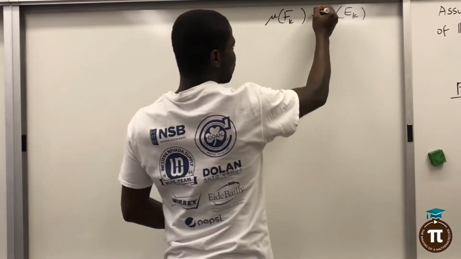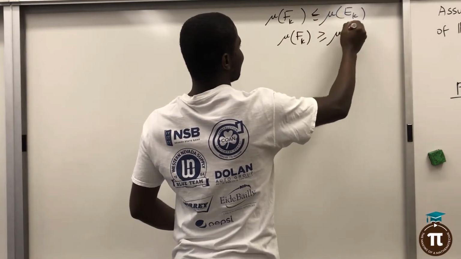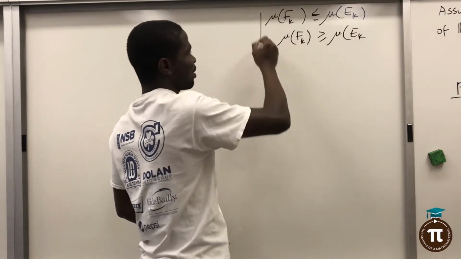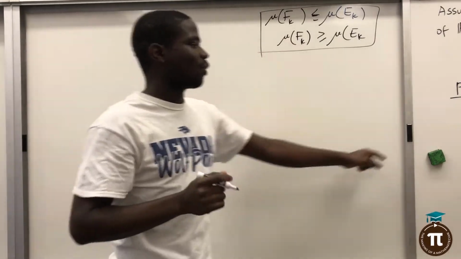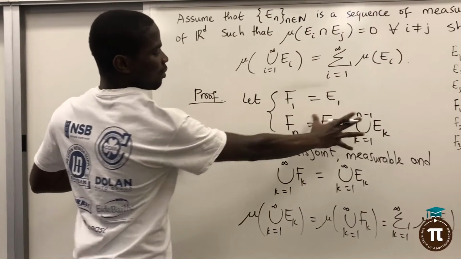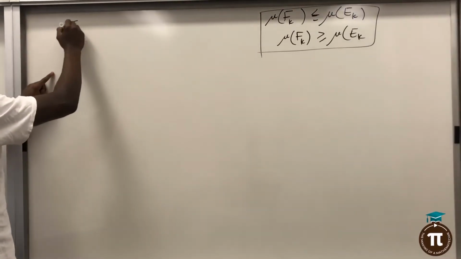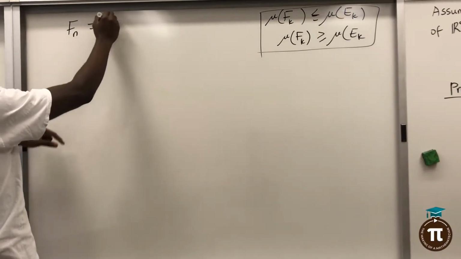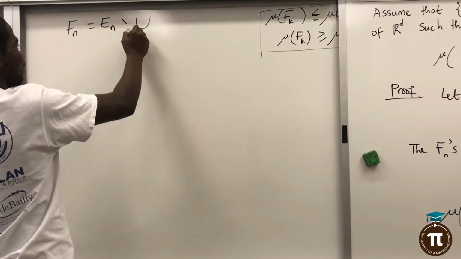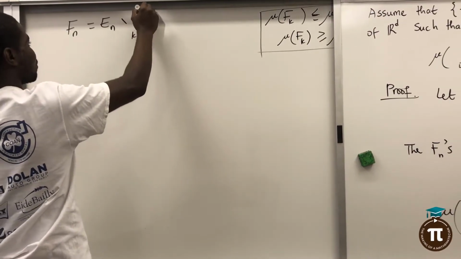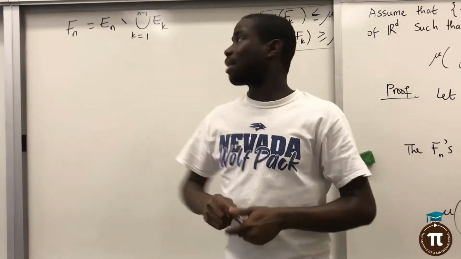And to do this, we just need to prove that this is less than or equal and this is greater than or equal. This is a very important tool in mathematics generally and in measure theory especially. So this is what we need to do. Now, from what we have constructed here, Fn, we said Fn is equal to En, removing the union of k starting from 1 to n minus 1 of Ek. So how does this help us?